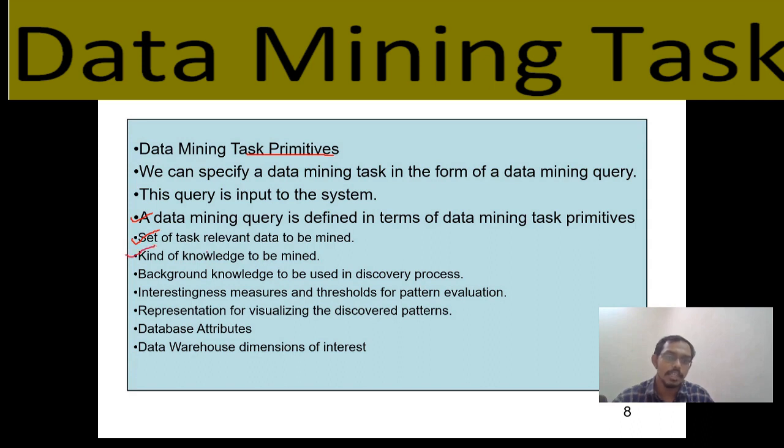Next is the kind of knowledge to be mined. When you run the data mining algorithm, you should get some knowledge from the data. So this is the knowledge to be mined. And next we have to discuss the background knowledge to be used for the discovery process. Some background knowledge is nothing but a relation between the tables. It can be a graphical representation, or you can represent it in a tree format, where it is easy to understand and easy to explain. For that purpose, we are using the background knowledge.